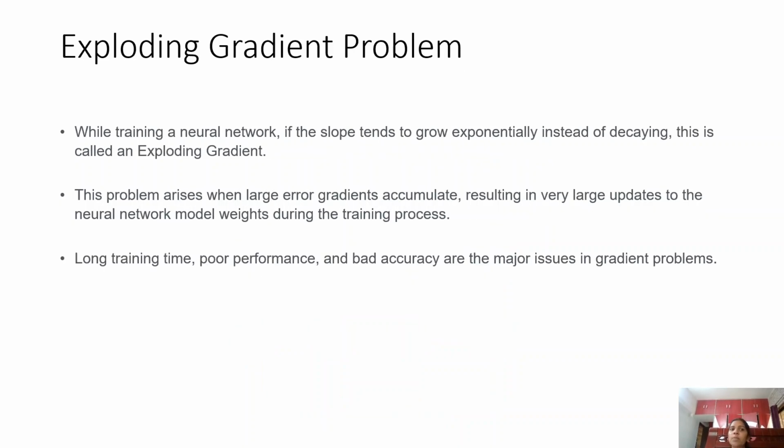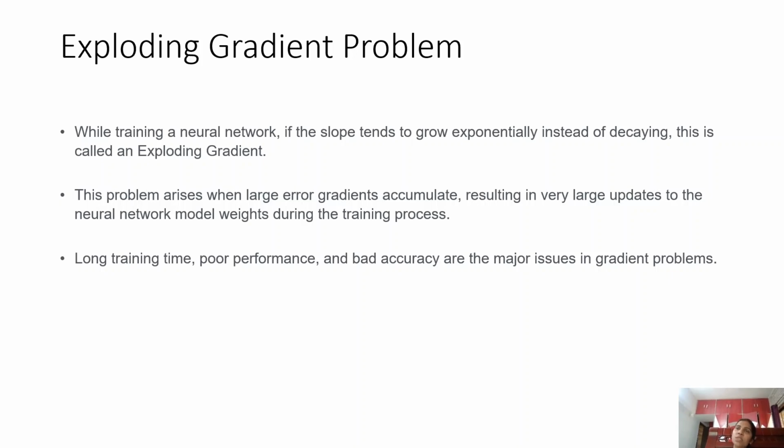The other problem is the exploding gradient problem. Here, instead of decaying or increasing gradually, if the slope tends to grow exponentially, then we have an exploding gradient. That means this problem arises when large error gradients accumulate, resulting in very large updates. When large updates happen, the neural network model weights increase during the training process.